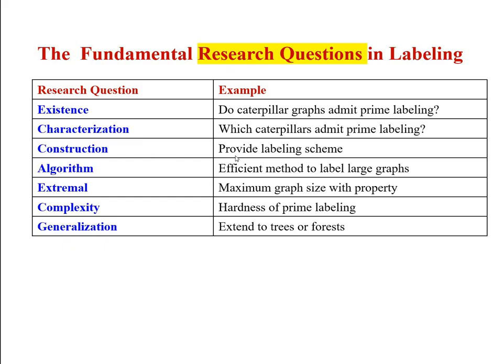Then construction. How do you construct that? You have to provide a labeling scheme, an algorithm, an efficient method to label large graphs. Then the maximum graph size with the property. What is the maximum graph size with that property? That we call extremal. And hardness of prime labeling. That gives the complexity, and whether it can be extended to trees or forests. That would be the generalization.